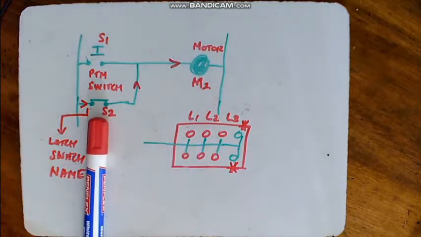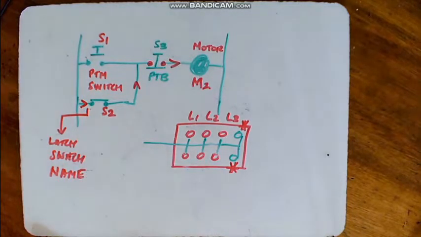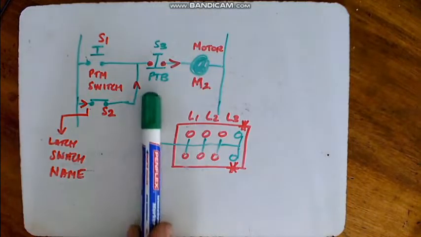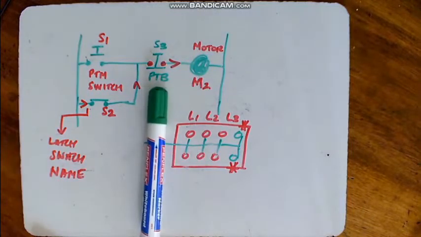Now once this thing latches, we have a problem because we cannot switch it off, which means we'll have to add in a switch to break it. So the only way we can stop the circuits is by adding in switch S3, and S3 is called the push to break switch.